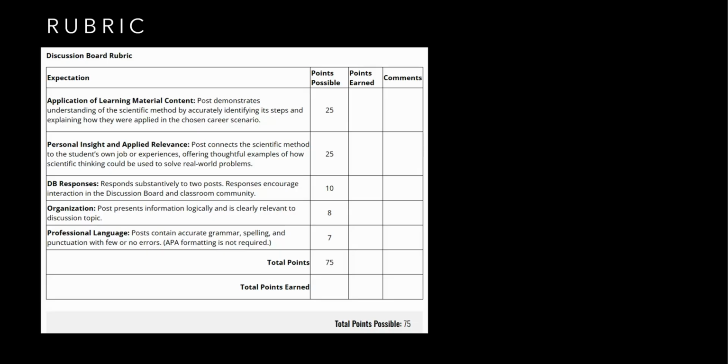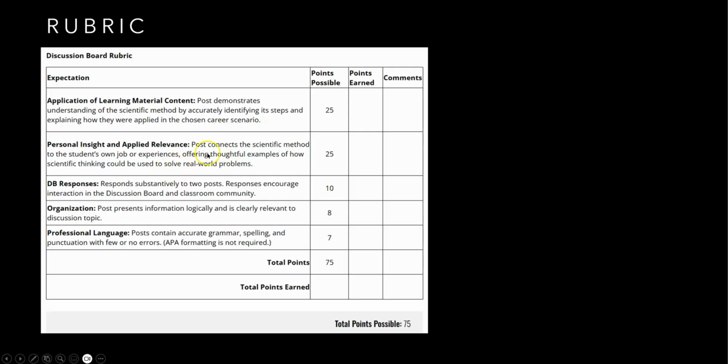So this is how you're scored on this discussion board. So the first two parts are for your initial post. So it says post demonstrates understanding of the scientific method by accurately identifying its steps and explaining how they were applied in the chosen career scenario. So again, you're stating which one of those three scenarios you chose and what was the hypothesis, the problem, the data collected, the conclusion, right? So you're identifying all those steps. That's where that sentence stem can really help you out.